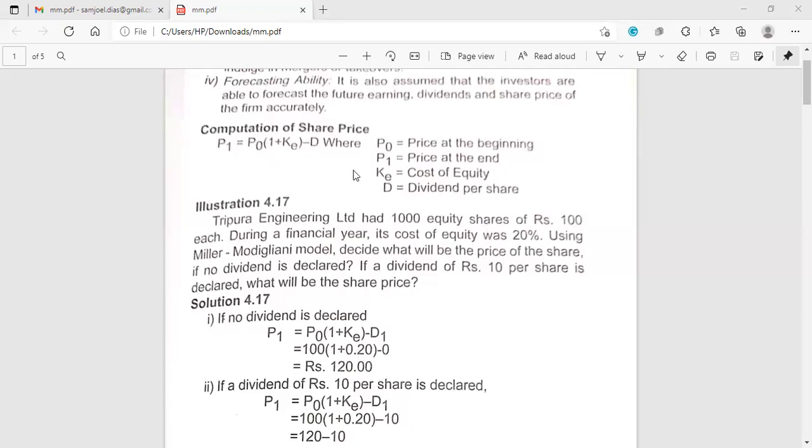Here P1 means price at the end. P0 means price at the beginning. And 1 plus KE, where KE means cost of equity, and D means dividend per share. So this is about the formula.